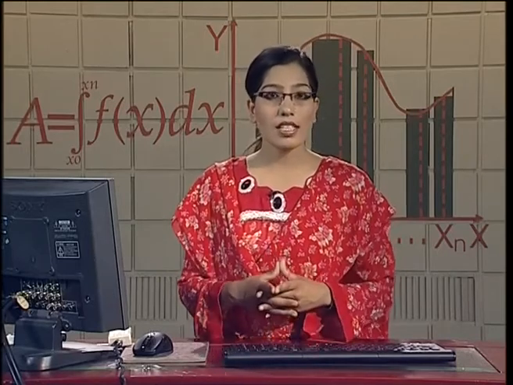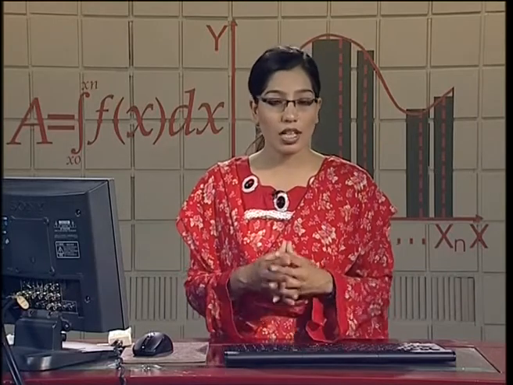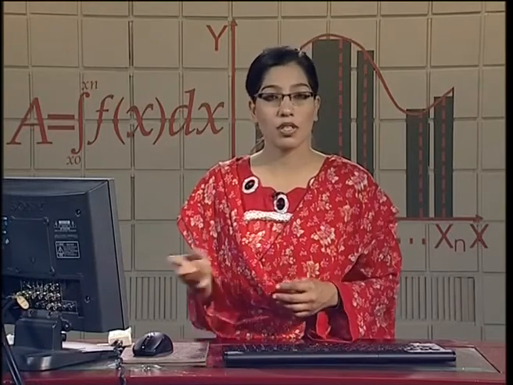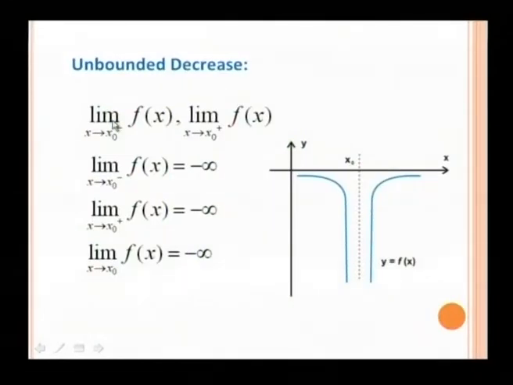For the second case, which is unbounded decrease, you can consider the figure and example which is on the screen. For unbounded decrease, if for a specific function we use limit x tends to x naught minus f of x, it gives you a function value of minus infinity, and if we put limit x tends to x naught from the positive side of f of x, it gives you minus infinity as well. Or more generally, limit x tends to x naught f of x is equal to minus infinity.